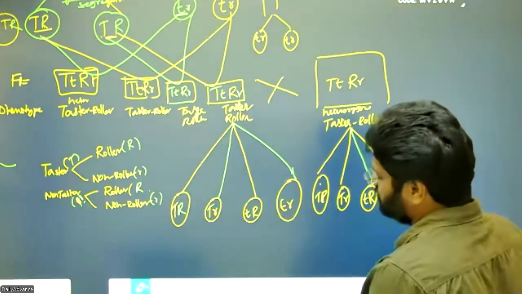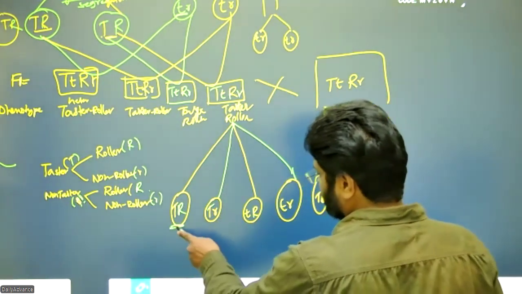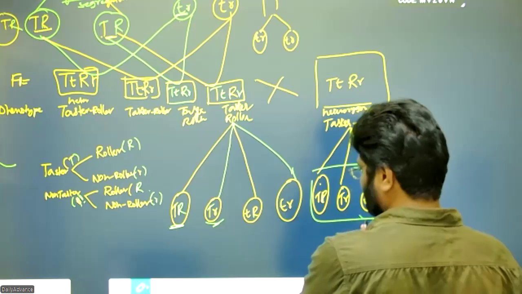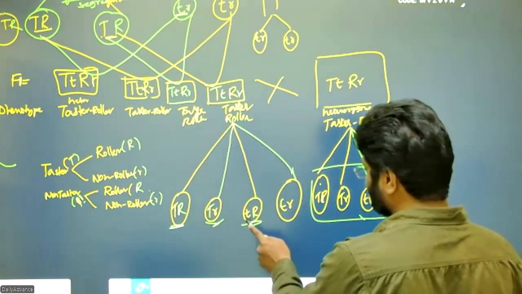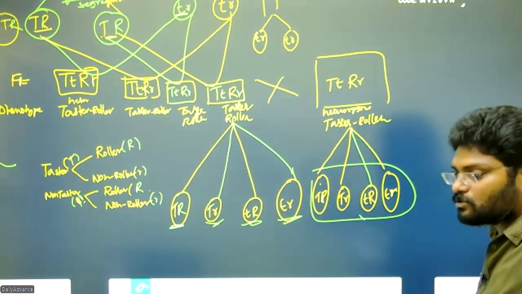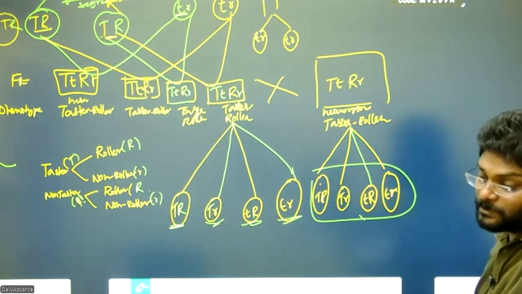Now this one has random mating with 4. This one has random mating, another 4. This one has random mating, another 4. This one has random mating, another 4. Total 16 offspring come into being.